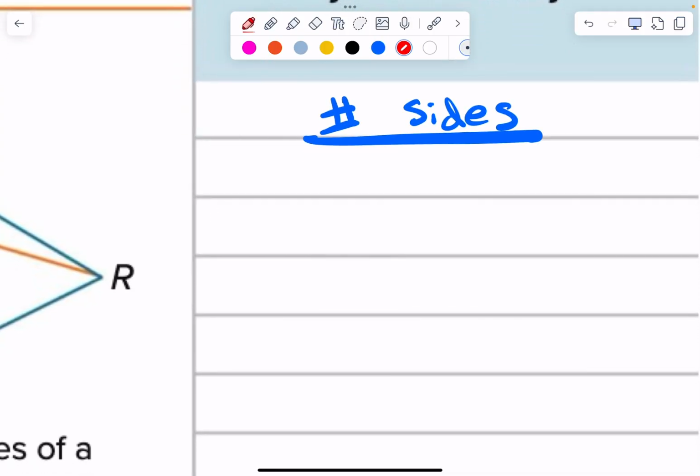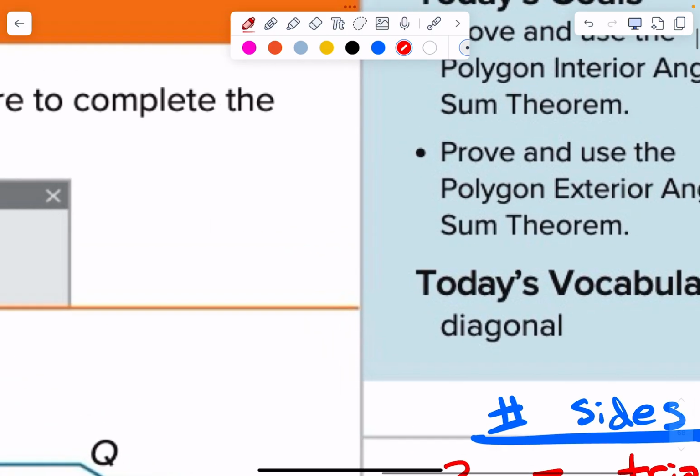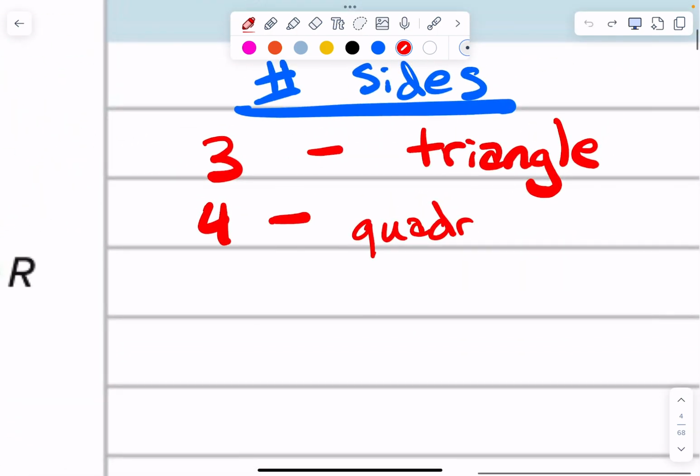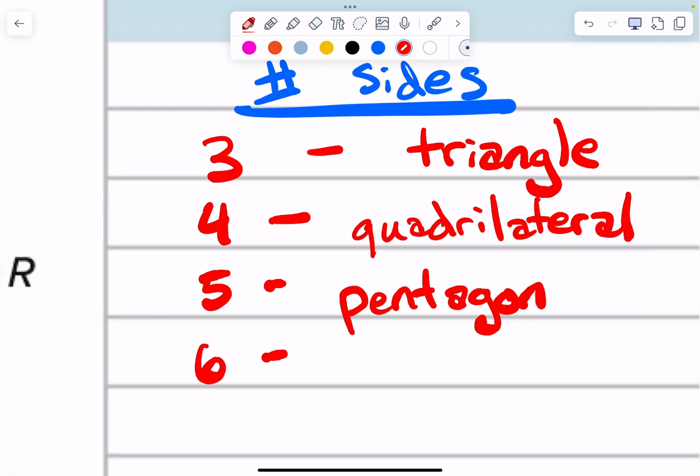Number of sides. If a polygon has 3 sides, it is called a triangle. If it has 4 sides, it is called a quadrilateral. Not necessarily a square or a rectangle, but a quadrilateral. If it has 5 sides, it is called a pentagon. If it has 6 sides, it is called a hexagon.